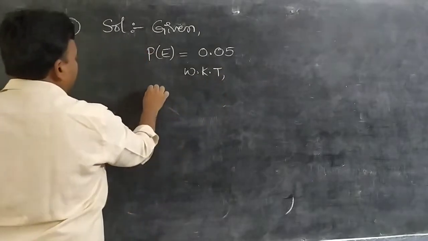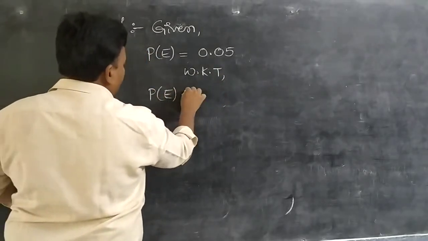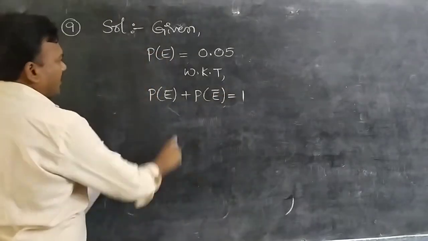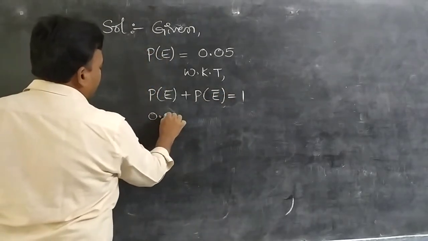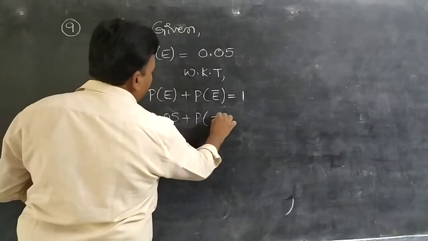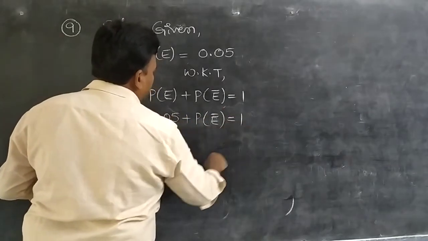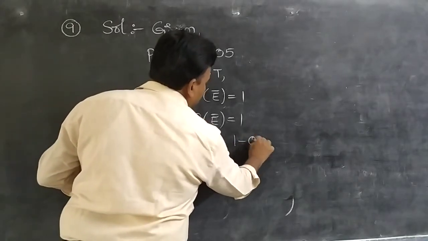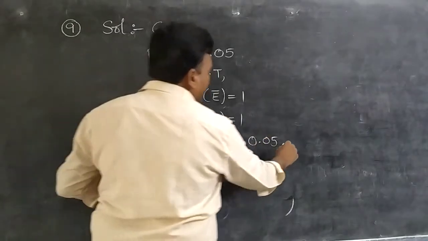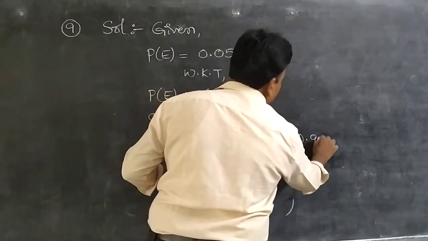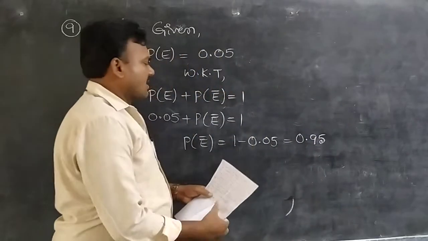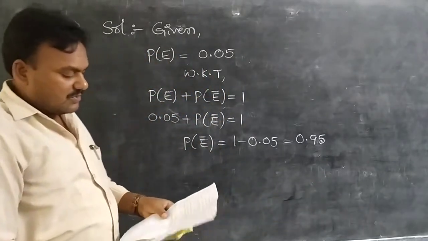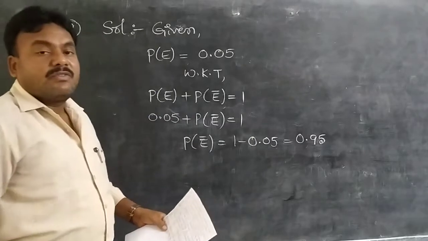We know that probability of event plus probability of not event equals 1. So 0.05 plus probability of not event equals 1. So probability of not event equals 1 minus 0.05. Finally, it becomes 0.95 is the solution. That is the result for the 9th problem, friends. Next one, go for the 10th problem.